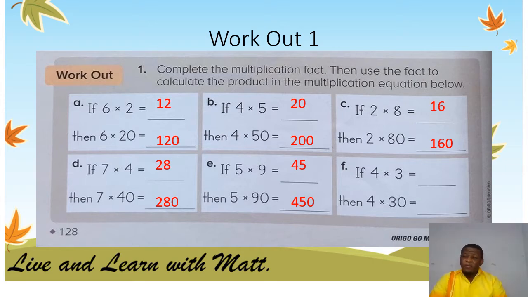Part F. What is 4 times 3? That's 12, right? That's correct. Then 4 times 30 will be 120. Now let's go to number 2.